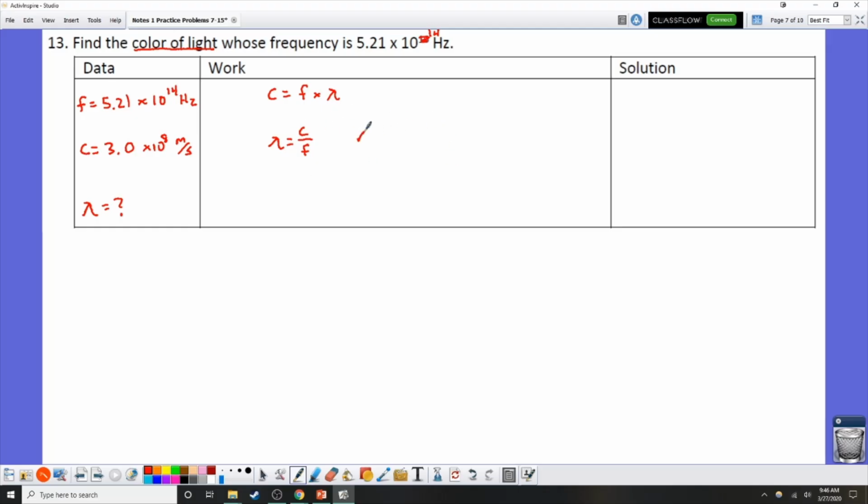And so wavelength, I'm just going to go ahead and start plugging these numbers in. So going from here to here, we have 3.0 times 10 to the 8th. That's going to be our c, and then divided by 5.21 times 10 to the 14th. And then what we need to do is start dividing scientific notation. So the first step in scientific notation division is to divide these numbers like normal. This is called the mantissa again, if you forgot. So you divide that together. I'm just going to punch this into my calculator. 3 divided by 5.21.